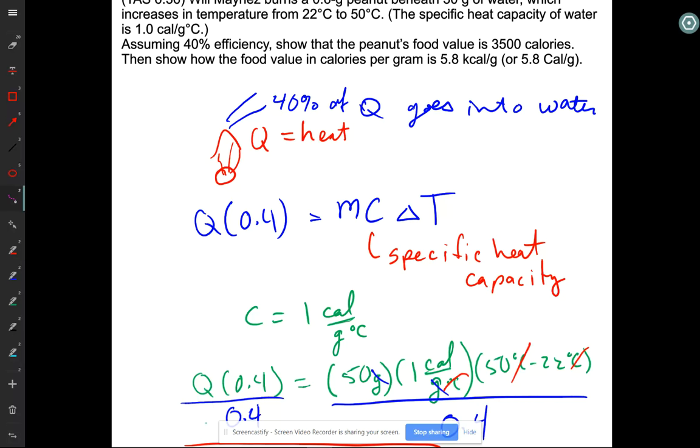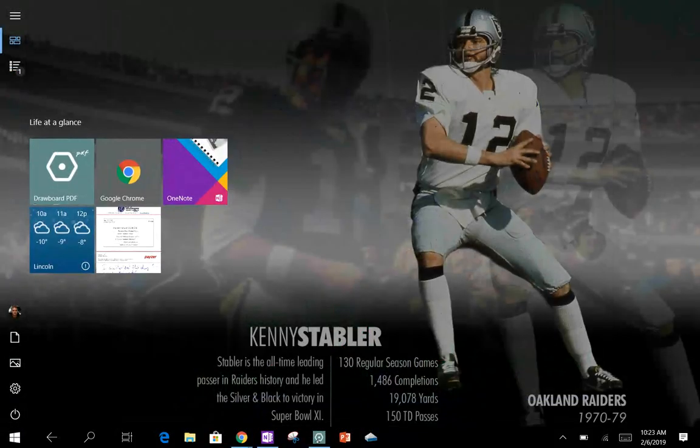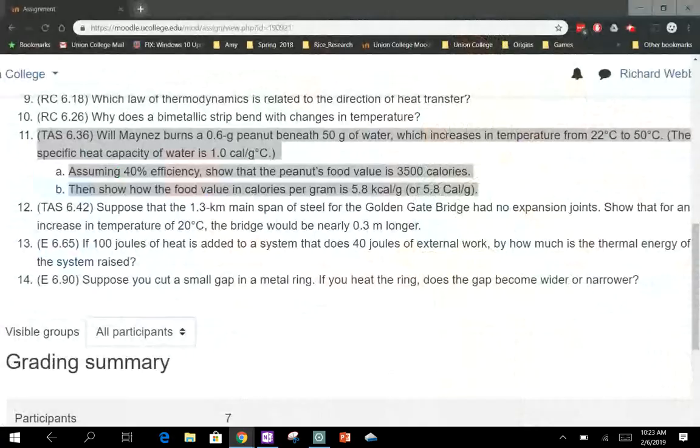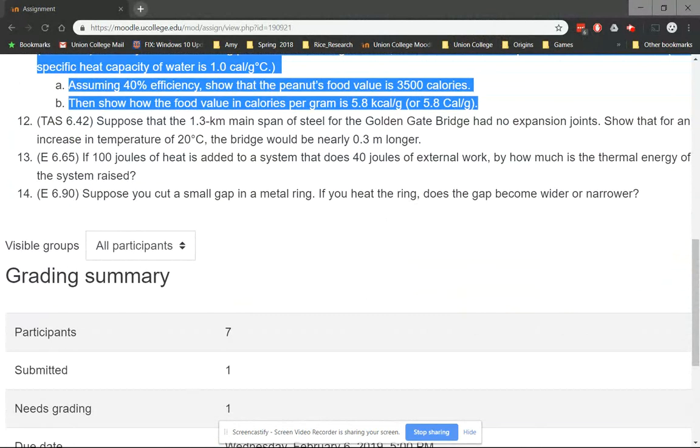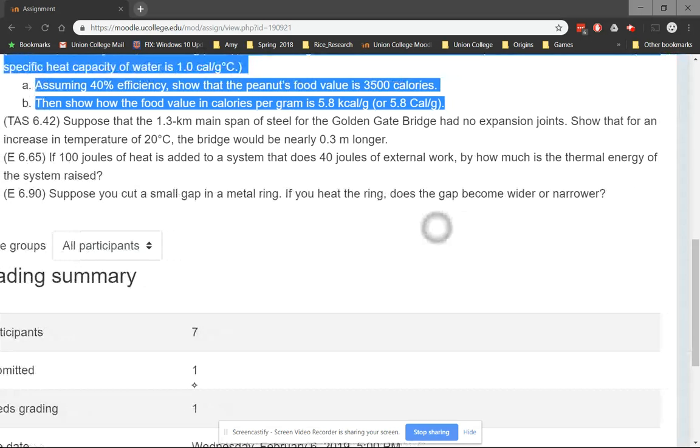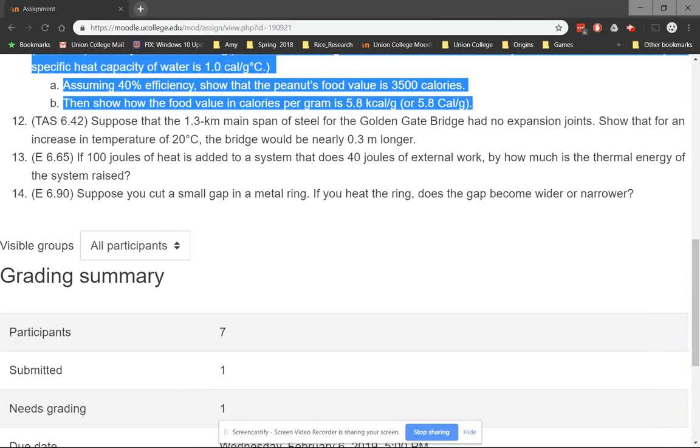Okay, now was there another homework question? Yeah, I think I had trouble with 12. Okay, so number 12. Suppose that the 1.3 kilometer main span of steel for the Golden Gate Bridge had no expansion joints. Show that for an increase in temperature of 20 degrees Celsius, the bridge would be nearly 0.3 meters longer.